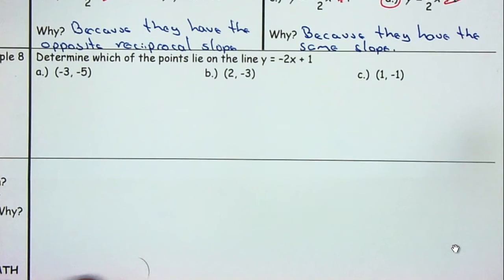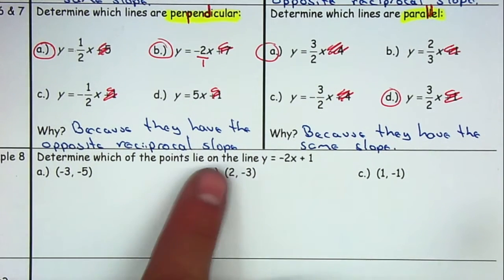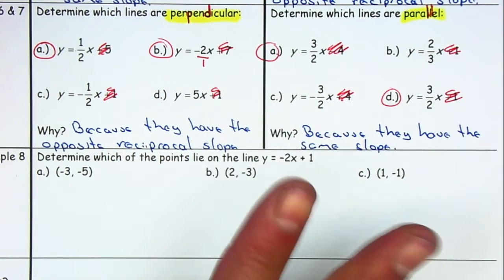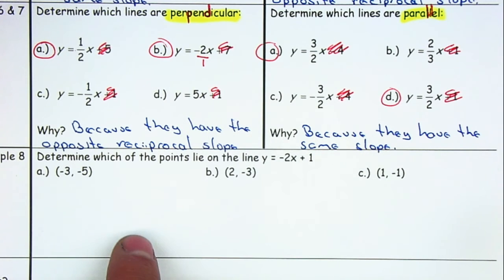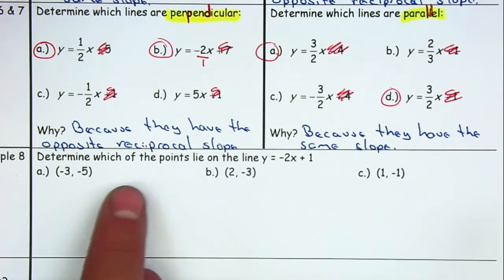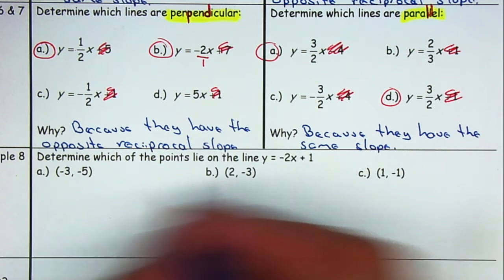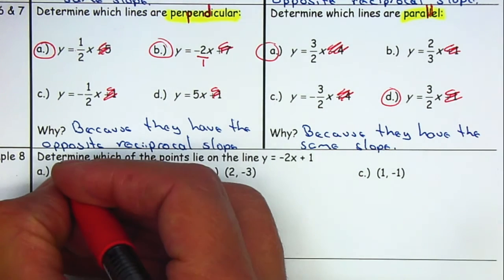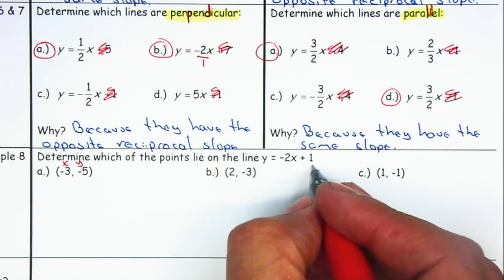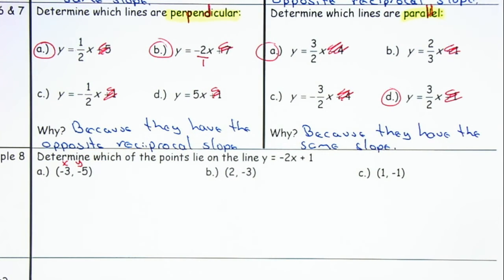Now, last example, example number 8. In order to determine if a point is on the line, we can do two things. We can first do it graphically by graphing the line and seeing if any of those points are on the line. But much faster, we can plug in the values of x and y into the equation, and it should give us a true statement.